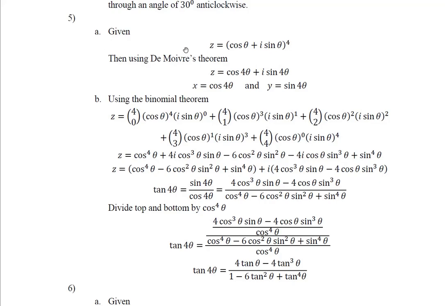Number 5. Given z is equivalent to cos theta plus i sin theta raised to the 4th power, then using de Moivre's theorem, z is equivalent to cos 4 theta plus i sin 4 theta. Therefore, x is equivalent to cos 4 theta and y is equivalent to sin 4 theta. Using the binomial theorem, we are able to get that z would be equivalent to cos to the 4th power theta minus 6 cos squared theta sin squared theta plus sin 4 theta plus i into 4 cos cubed theta sin theta minus 4 cos theta sin cubed theta.